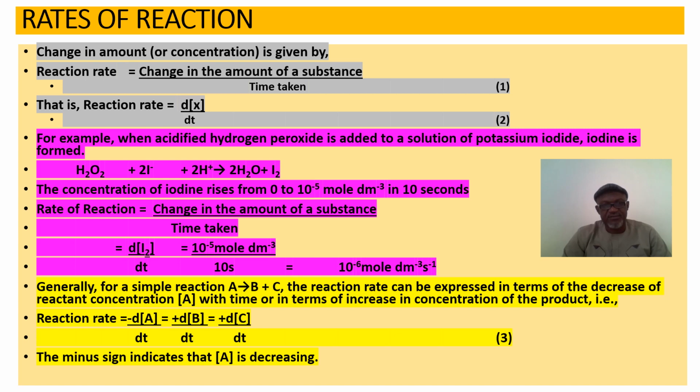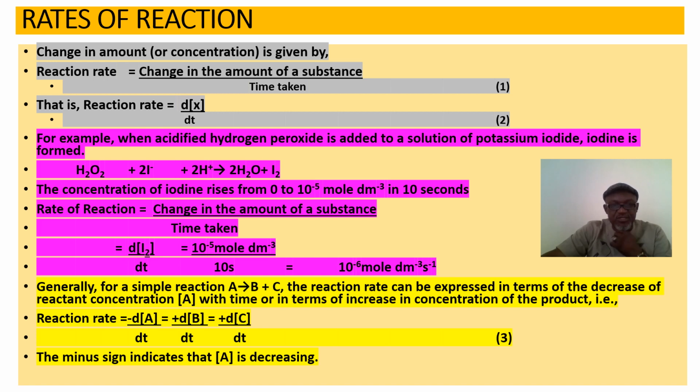Now, rate of reaction. Change in amount or concentration is given by the amount of the substance divided by time. And of course, that is what is given in equation 1. And if you look at equation 2, you see that we're now looking at a small change in x, where x is the concentration or the amount, divided by a change in time.